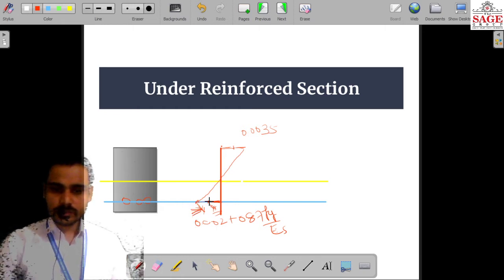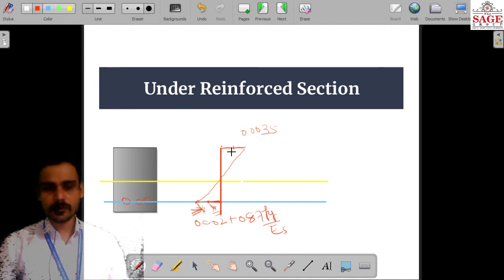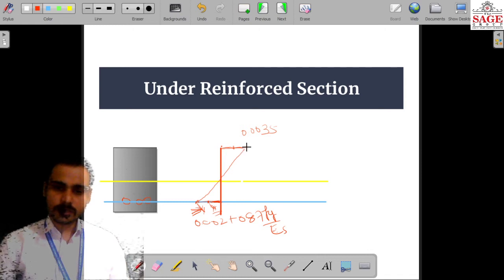So what does it show here? If steel gains its minimum limiting strain, we get a sign in terms of deflection, a warning sign. So that is a section where we get the warning sign before the failure. Ultimately failure will occur because of the concrete. In any type of section, the section will ultimately fail due to the failure of concrete. But here, before the failure of concrete, we get the warning sign in terms of deflection.